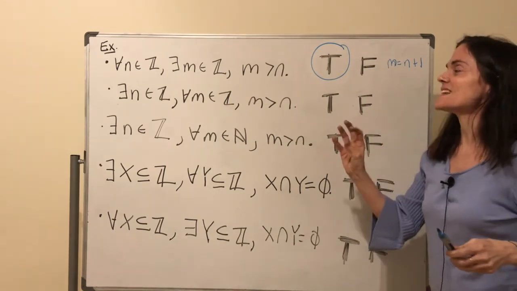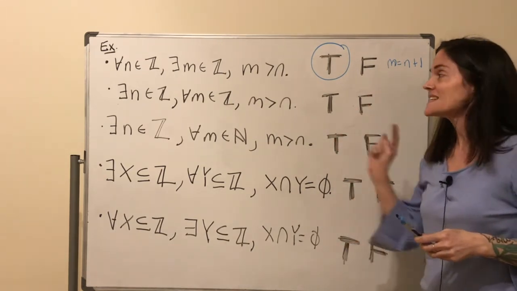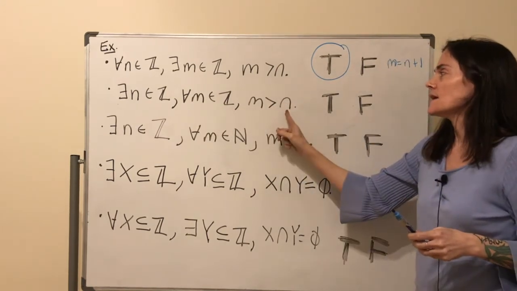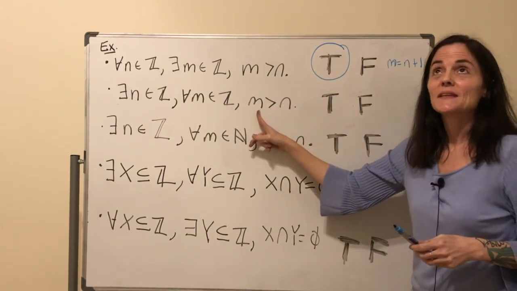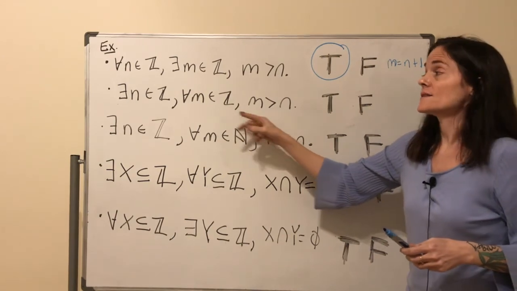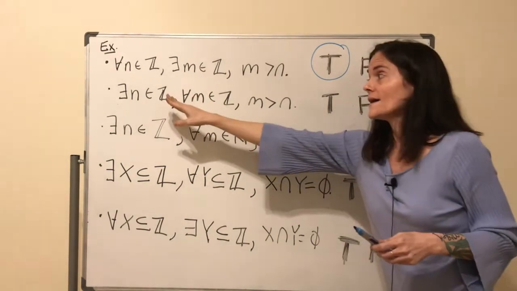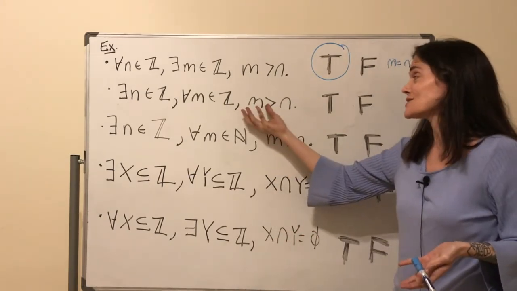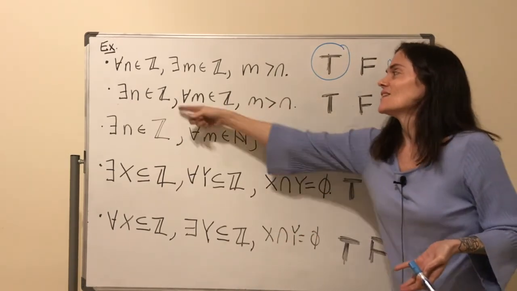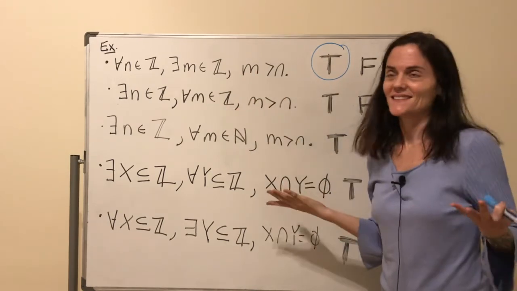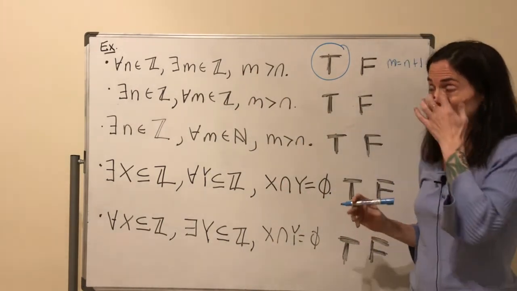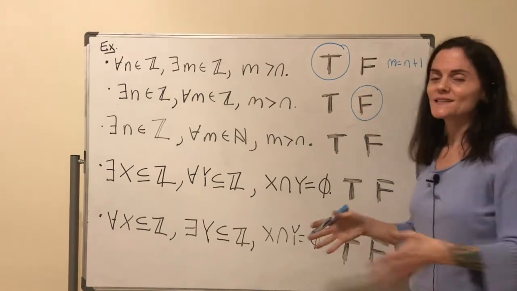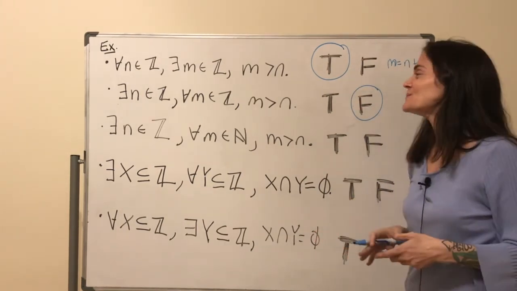It says there exists an integer m such that for all integers n, n is less than m. This would say there needs to be one, well, or maybe one, it's a there exists, but we need an integer that's strictly less than all the other integers. This does not happen. This is false. The integers are not bounded below.